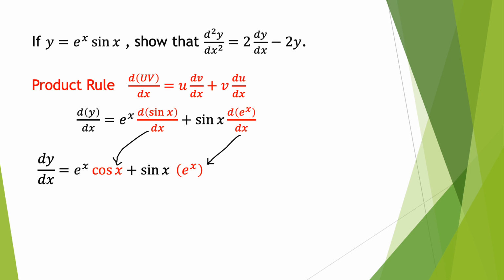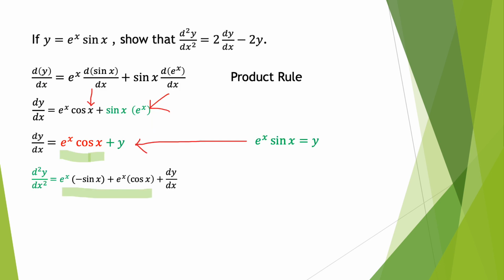Differentiate the function with respect to x. Differentiate the y with respect to x, we obtain dy over dx. Then for the right hand side of the expression, we apply the product rule to solve. We separate the function into u and v. So we differentiate the sine x with respect to x and differentiate the exponential x with respect to x. Finally, we get dy over dx equal to e raised to power x cos x plus sine x e raised to power x.